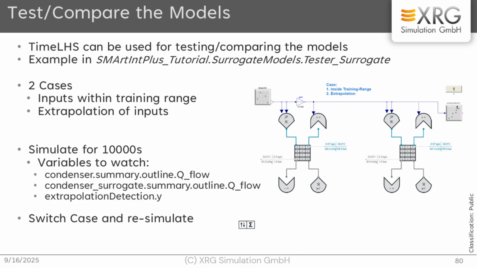The first case is with inputs or boundaries of this Latin hypercube sampling block that are within our training range. And in the second scenario, we have values or boundaries that also include values that were outside of our training range, so that we should see some extrapolation. And maybe I will just do this really quick.